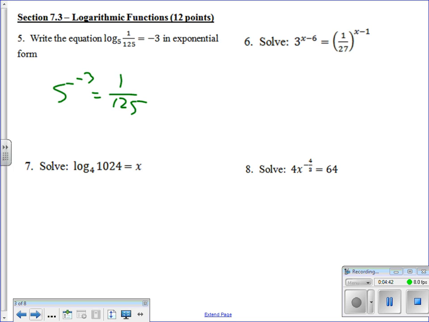Okay. Question number 6. Okay. Different ways of solving question number 6. The one that I want to use on this one is to rewrite it with the same base. So I have 3 to the x minus 6. 1 over 27 is 3 to the negative 3. So I have 3 to the x minus 6 equals 3 to the negative 3, to the x minus 1 power.